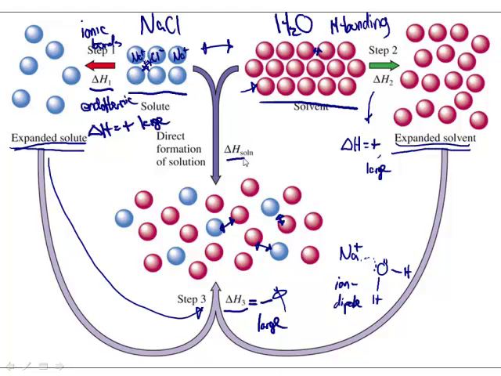Now, the overall delta H for this entire process, we broke it down into three steps. Step one, step two, and step three is the mixing. The overall heat change for the solution process is going to be the sum of delta H1 plus delta H2 plus delta H3.